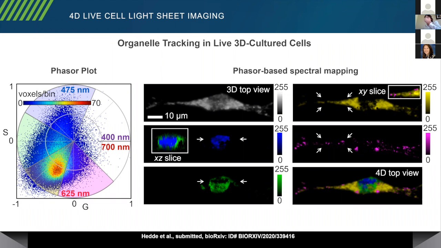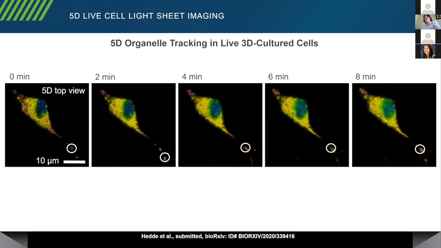We can also do, using the speed advantage of the light sheet microscope, organelle tracking in live 3D cultured cells. We labeled them with 4 different dyes, labeling the nucleus, Golgi, mitochondria, and lysosomes. You can see a single reconstructed 4D hyperspectral image. And then here we have the 5D hyperspectral stacks as a function of time. And again, like you saw in the example in the beginning, we can track individual lysosomes as a function of time and separate them out from other tissue components or cellular organelle components.